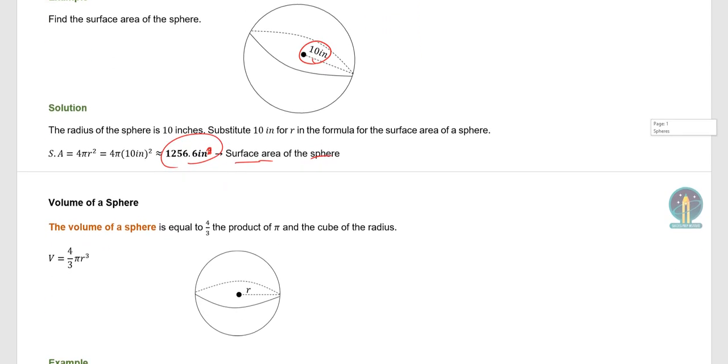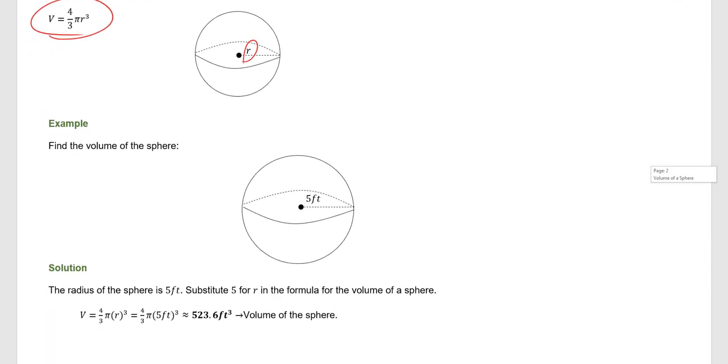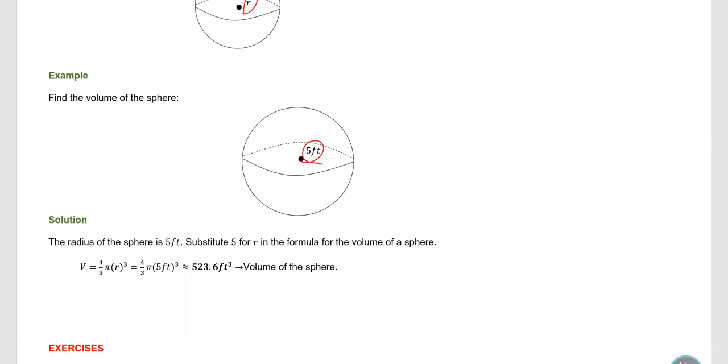For the volume of a sphere, we have our formula here. The volume of a sphere is 4/3 pi r cubed. Again, r is the radius. Very straightforward. Let's look at an example. Find the volume of the sphere. The radius is 5 feet. Then we have our formula, so we can just plug in 5 feet for the radius, so 4/3 pi r cubed. And then we evaluate, so we get 523.6 cubic feet. Okay, and that's the volume of our sphere.